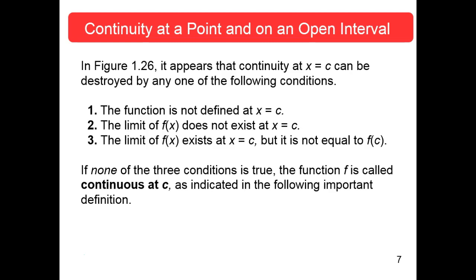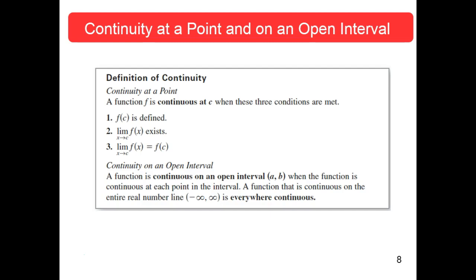And here is the important definition. Continuity at a point. A function f is continuous at c when these three conditions are all met. Three that keep it from being, but these three all have to happen. First, f of c must be defined. Has to be defined. That one looks like this, not defined. So f of c must be defined.